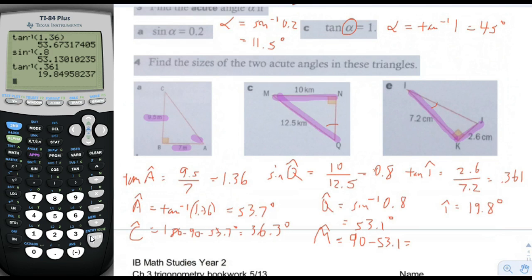Okay? And then how do we get angle K? Or angle J, actually. Angle K, of course, is 90 degrees. Angle J is just going to be 90 degrees minus 19.8. Okay? And that's it.